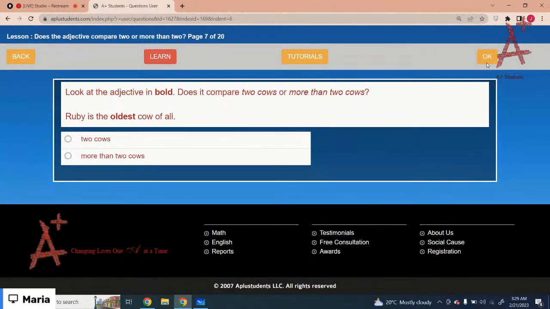Ruby is the oldest cow of all. You can see the word all. The all means they are more than two. Got it? So the correct option is more than two cows.